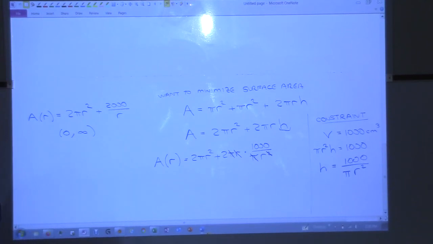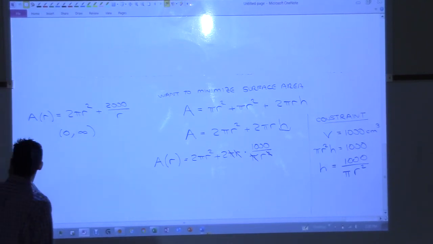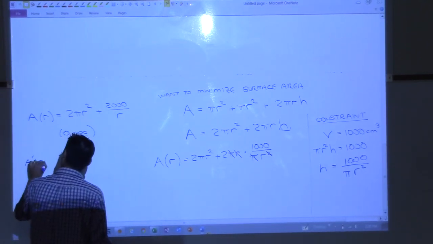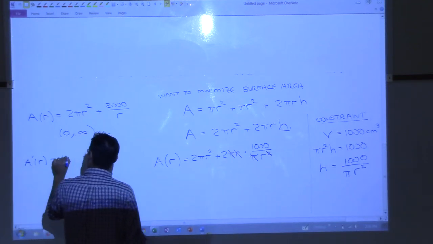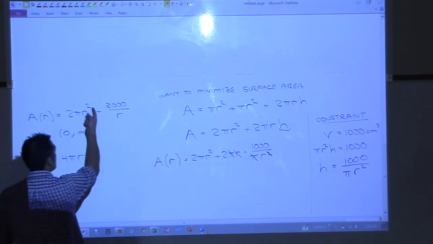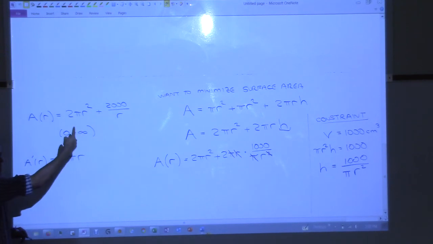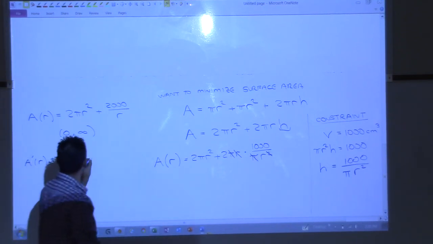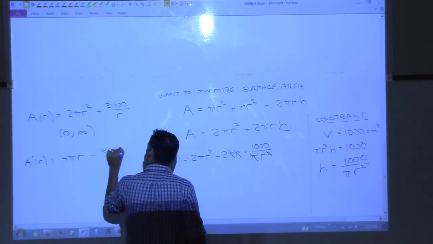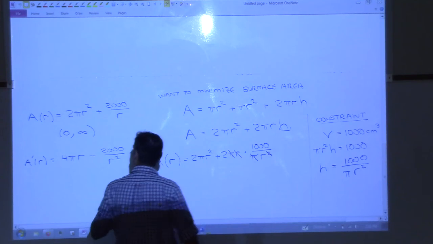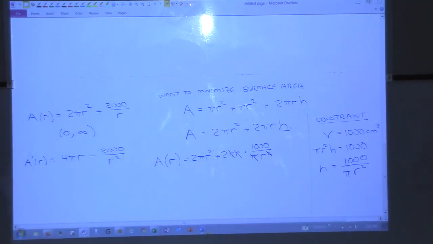All right, here we go. Derivative time now. We take our derivative, and that's going to be 4 pi r, just power rule. We kind of just did that one a second ago, that 2,000 over r. That should give us negative 2,000 over r squared. And we've got to set this thing to 0 now. Setting this thing to 0.